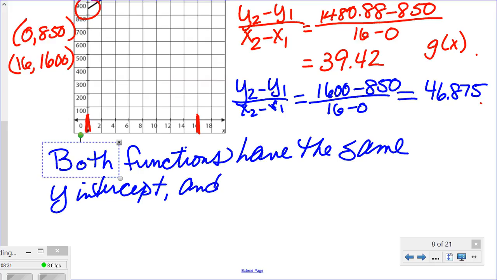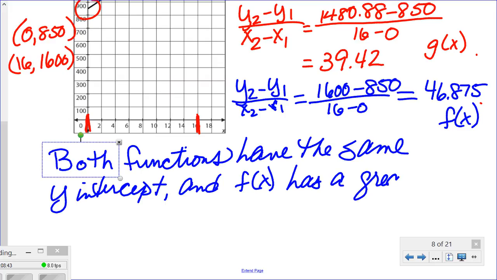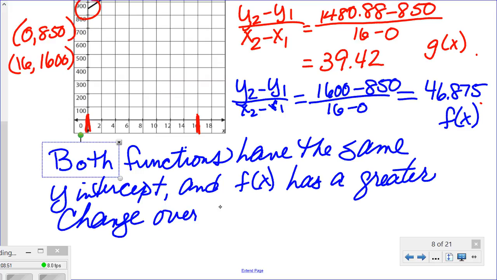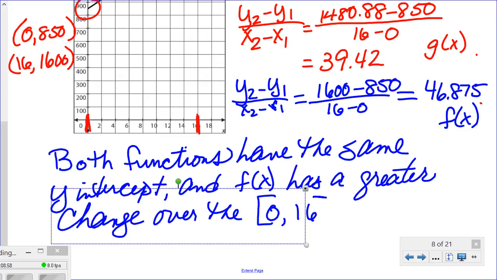and when I look at my 2 rates of change, this is f of x, I would say f of x has a greater rate of change over the interval. And you have to mention over the interval, because at some other point on the 2 graphs, there may be a different rate of change. So this is how we would answer example 1.